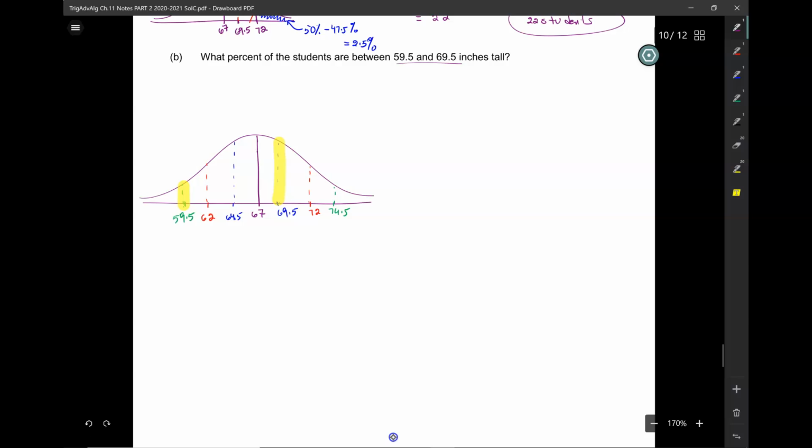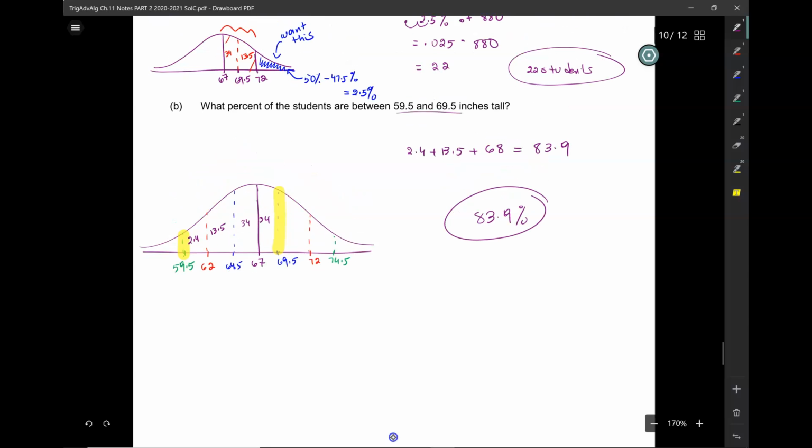And so now I just put in the numbers. This is 34. It's 34, 13.5, 2.4. So these are the ones I want. So it's 2.4 plus 13.5 plus 34 plus 34, which is 83.9%. 83.9%. Okay? All right. Questions?